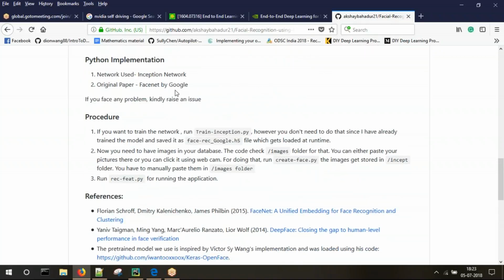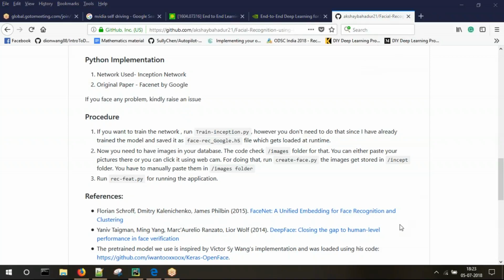So I suggest that you guys read about this FaceNet paper. A couple of points that I wanted to mention: this is actually a difficult model. Not exactly difficult, but it is easier to understand.